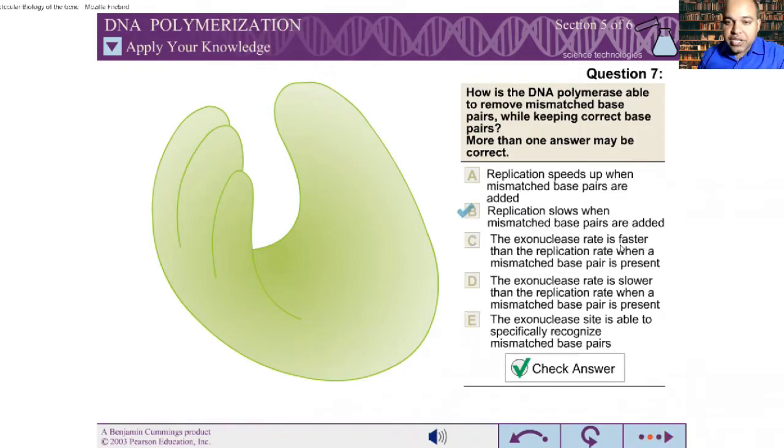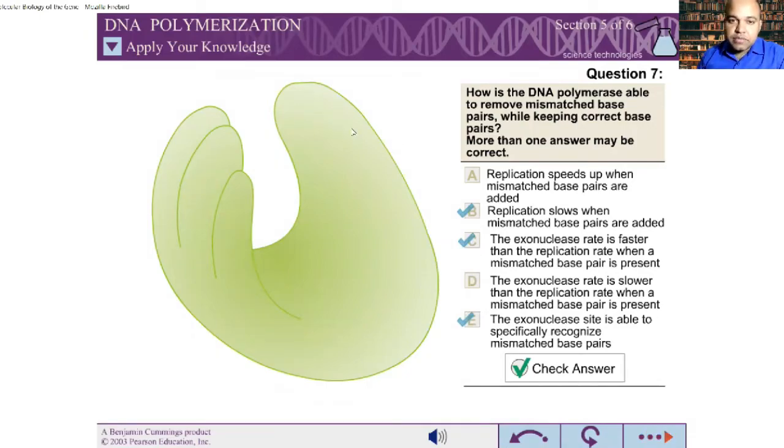The exonuclease rate is faster than the replication rate when a mismatched base pair is present. Yes, the exonuclease rate becomes faster. The exonuclease rate is slower? No. The exonuclease site is able to specifically recognize mismatched base pairs. Yes, it is able to recognize mismatched base pairs, and those mismatched base pairs are going to be removed.